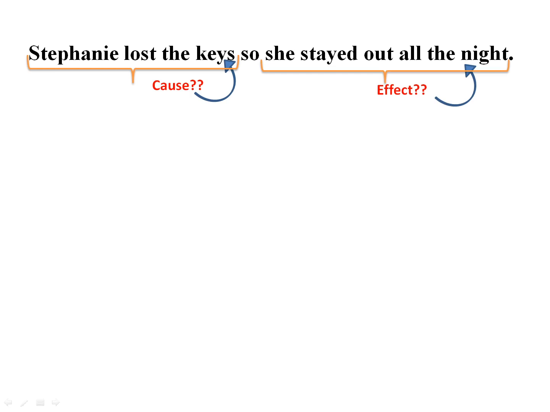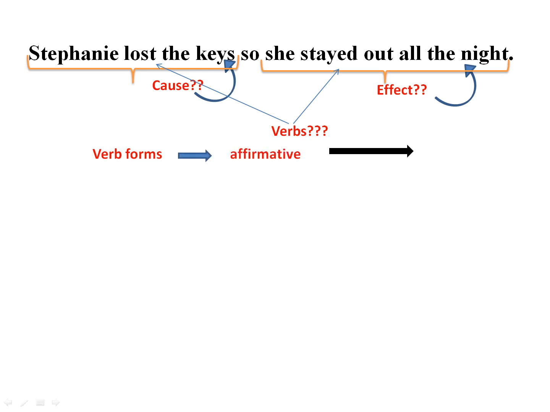Great. When I find the cause and I find the effect, then I need to look for the verbs. Where are the verbs? The verbs are lost and stayed. Very good. Then what form are the verbs? So the form here is that both verbs are affirmative. Great. This means that I need to put them in the negative form. Very good. Now I'm going step by step. Now I start with if.